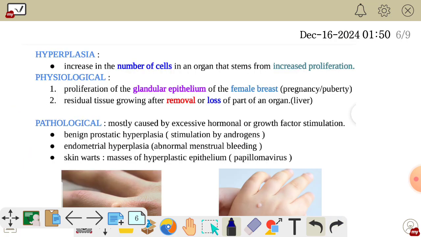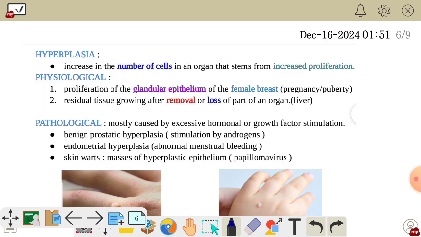Okay, so apart from hypertrophy, we said we have hyperplasia. Here we have hyper, which is an increase, and plasia, that is the cells. So that is an increase in the number of cells. So hyper, that is increase, plasia, that is cells. Okay, no, the number. So an increase in the number of cells, that is hyperplasia.